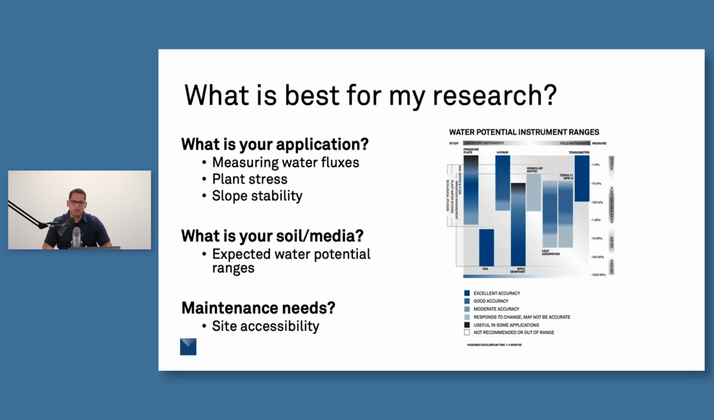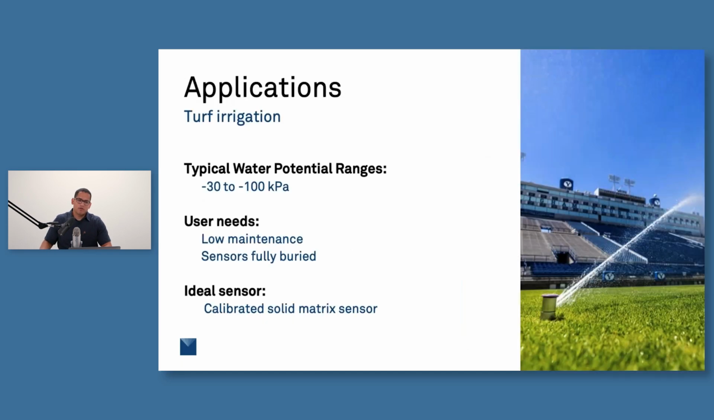And another important piece to think about is maintenance needs. How accessible is the site? Will you need to be going out and refilling things like you would need to with tensiometers, or do you need something that's really low maintenance that can just be deployed and not something you have to worry about? So let's talk, I'm going to use two different applications just to hone in on this a little bit. So first, we're going to start with this turf irrigation application.